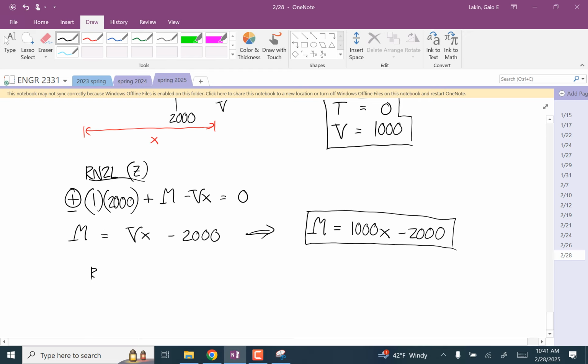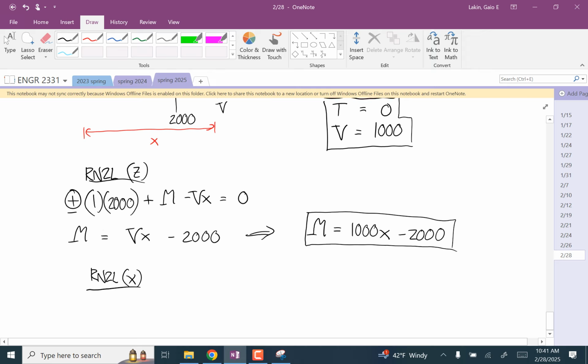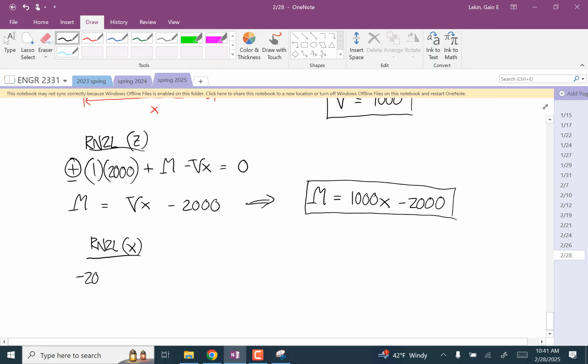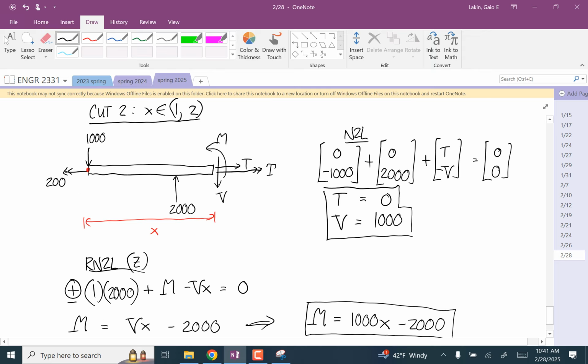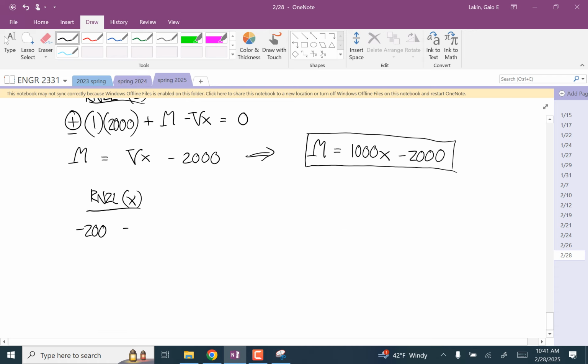And then the moment equation about the x-axis, we have negative 200. Nothing else produces torques until you get to that internal torque. So plus T is equal to 0. And so T is equal to positive 200 Newton meters.